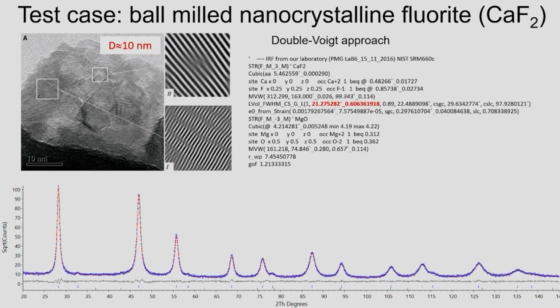So now let's have a look at two or three case studies that you can go over with the data, because from now on, I'm providing you the data of these examples, and this is one of them. It has been ball-milled fluoride, so nanocrystals of the order of 10 nanometers, and dislocations definitely there, and some grain boundary effects as well.